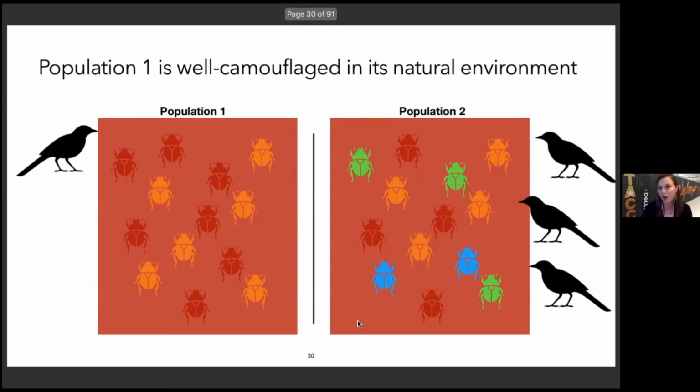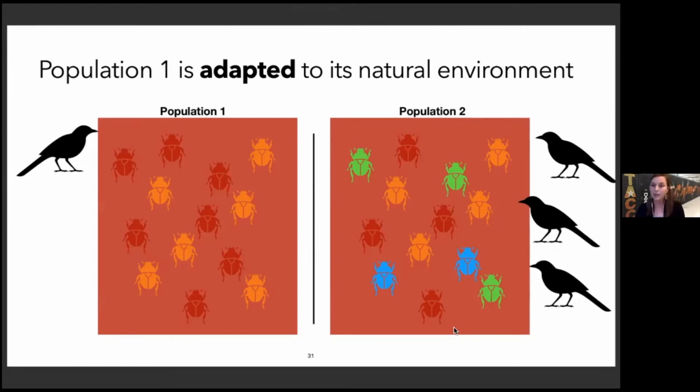So with population 1, they might be able to find a few of them if they look closely, but with population 2, they will be able to see a lot more beetles and be able to eat a lot more of them. So in this case, we would say that population 1 is well adapted to its natural environment. So over many, many generations, this population has been living on this red background, and the red and the orange individuals have done the best, they've survived the longest, and they've had offspring.